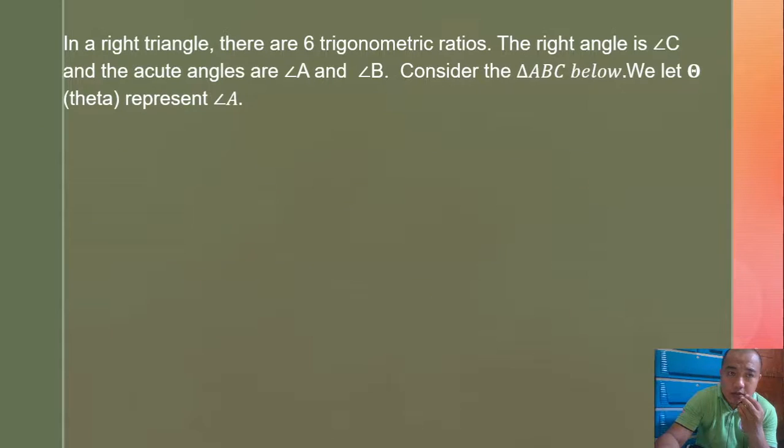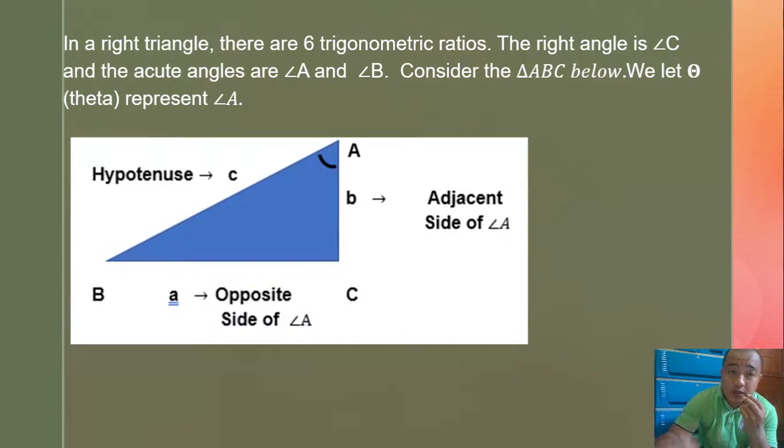So in the right triangle, there are 6 trigonometric ratios. The right angle is angle C, and the acute angles are angle A and B. Now let us consider the triangle ABC below. We let theta represent angle A. So if our reference angle is angle A, which is the acute angle of the right triangle ABC, then side A here is the opposite side of our reference angle. We can also write theta to represent that it is an angle. So the side opposite angle A is what we call side A, the opposite side. And side B, opposite angle B, is what we call the adjacent side of angle A.